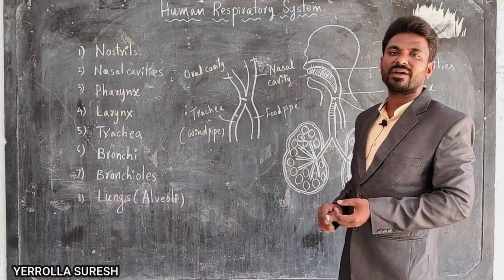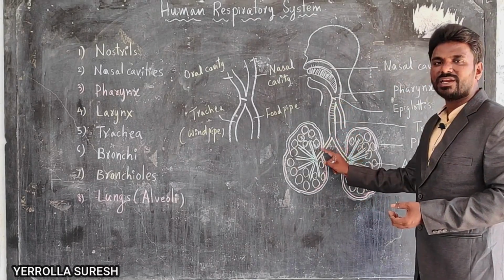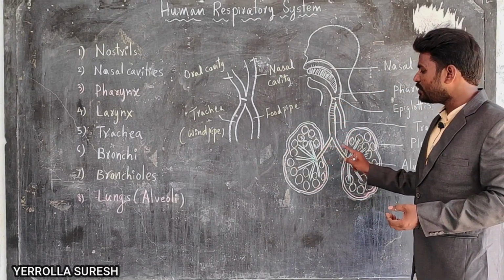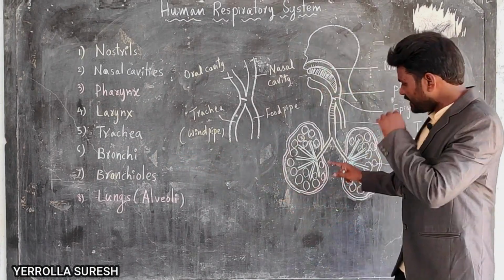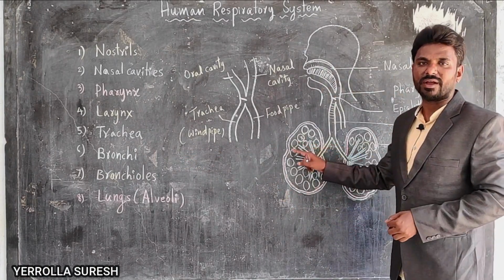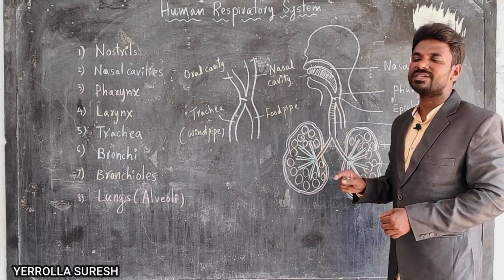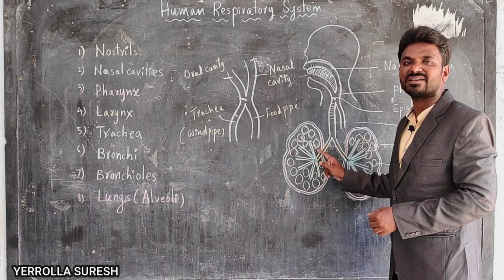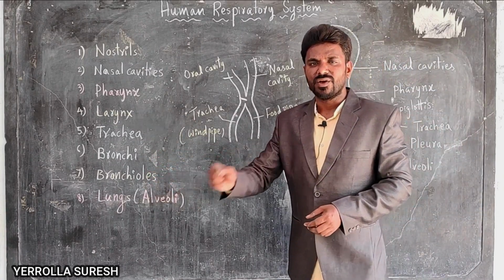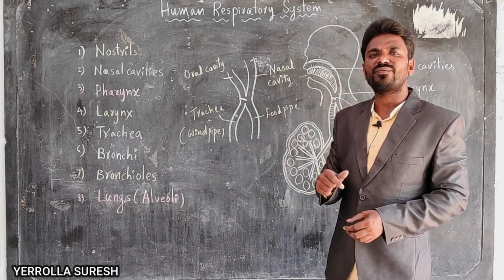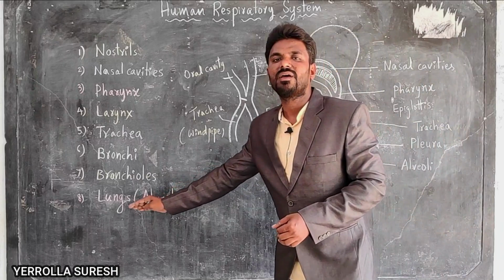The next one, the bronchi. Now here it is the trachea. The trachea is divided into two small branches. These two small branches are called bronchi. Each bronchus opens into a lung, and that bronchus is divided into many other small branches. These smaller branches of the bronchus are called bronchioles. Bronchioles are very small branches developed from the bronchus or bronchi.